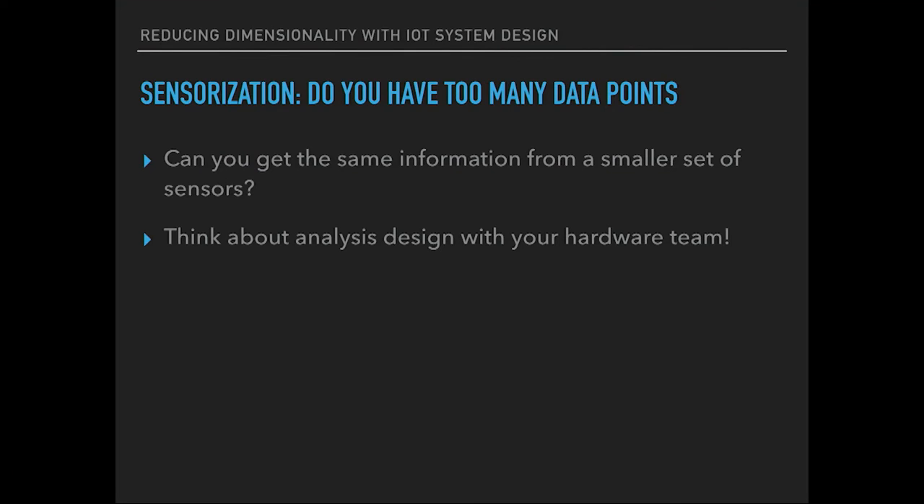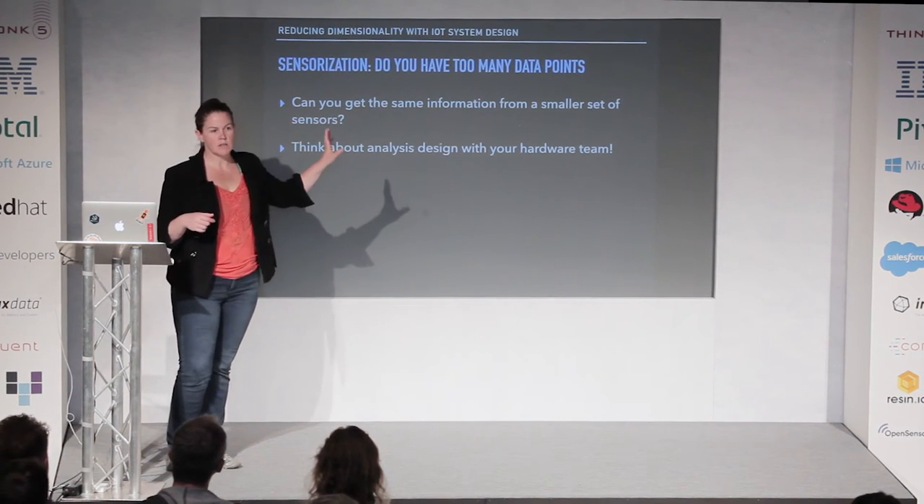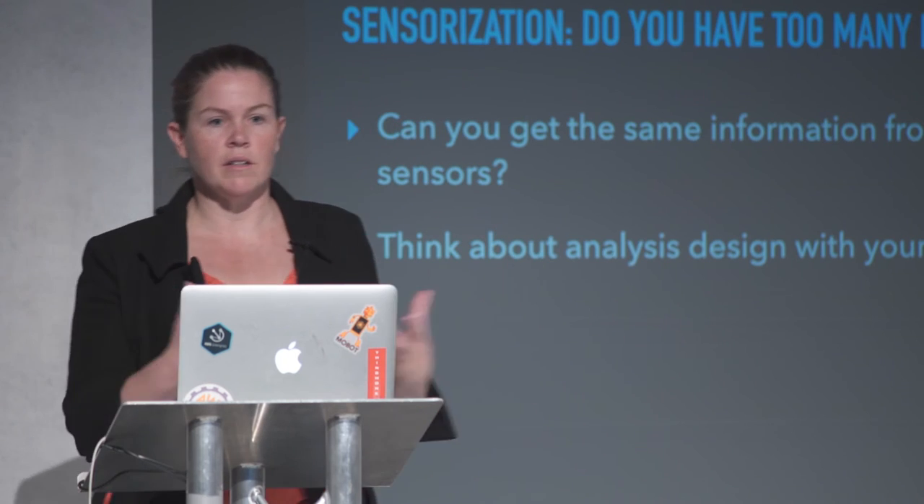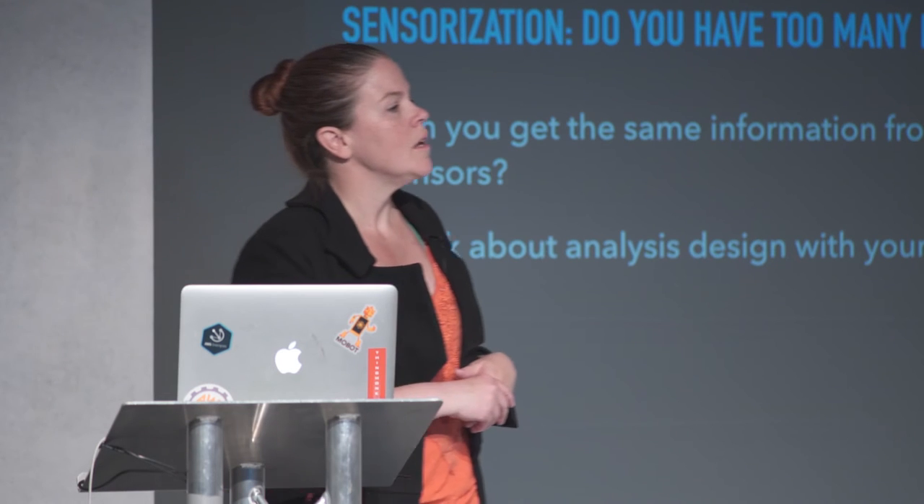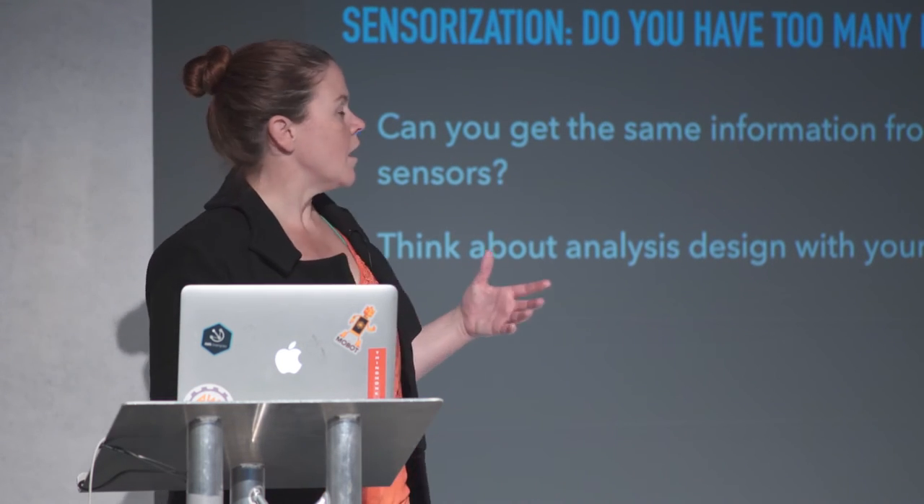So there are a couple of different ways to do this. I'll go through quickly, because 20 minutes isn't a lot of time to go through all of the mathematical techniques on how to do dimensional reduction. However, there are a couple of physical ways to do this too. So sensorization, which is really how many sensors do you put on something? What kind of density of measurement do you have? If you think about that ahead of time, you can do a couple of different things.